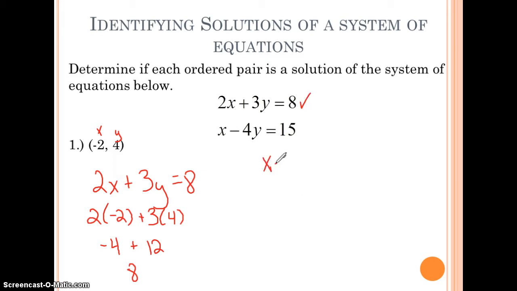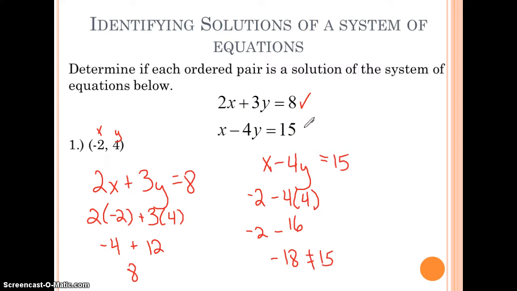In this one, x minus 4y equals 15. We're going to plug in the same one. So x is negative 2 minus 4 times the y, which is 4. 4 times 4 is 16, so we would do negative 2 minus 16, which actually gives us negative 18. Now, negative 18 is not the same as 15, so this one doesn't check out. So in this one, the first one does work, but the second one does not.